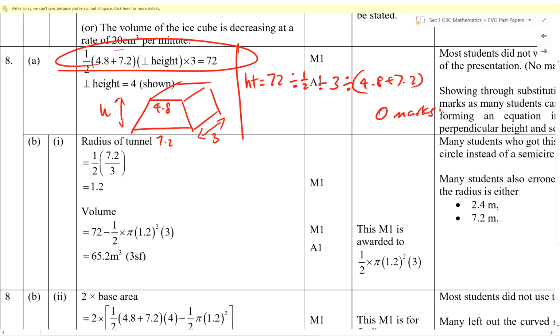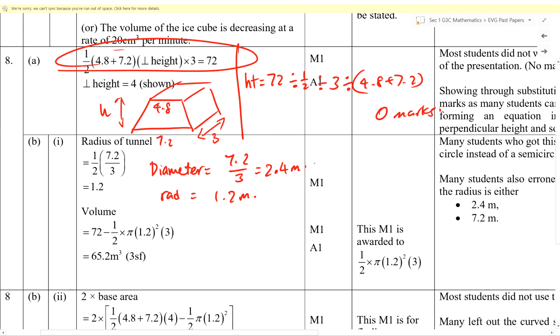The diameter of the circle is 1/3 the length of the longer parallel side of the trapezium. So 1/3 of the 7.2 equals 7.2 over 3, which gives me 2.4 meters. This is the diameter. Therefore, radius equals 1.2 meters.